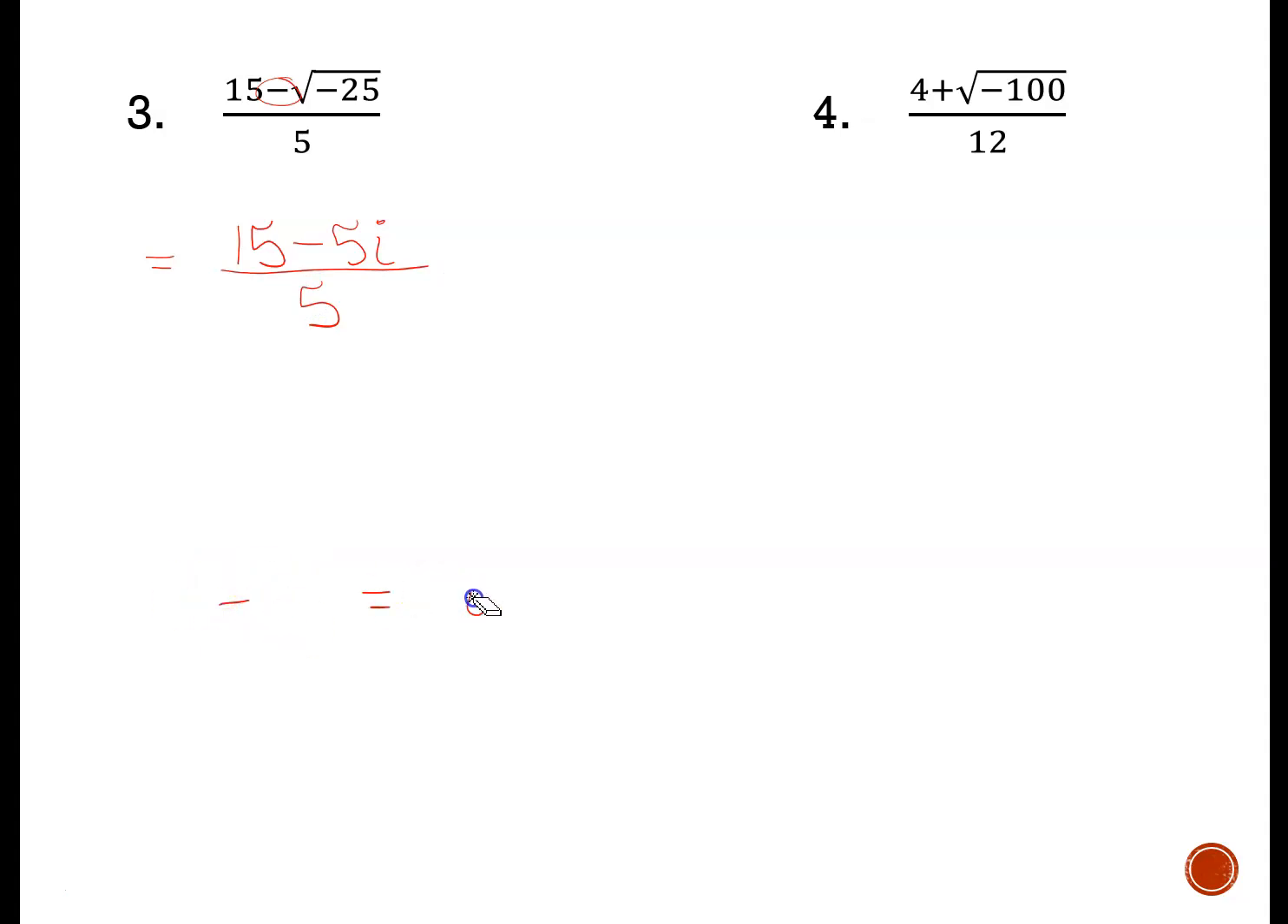So simplify the radical first. Let's write that. Simplify the radical first.